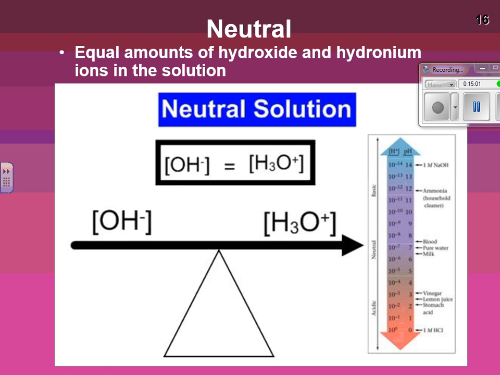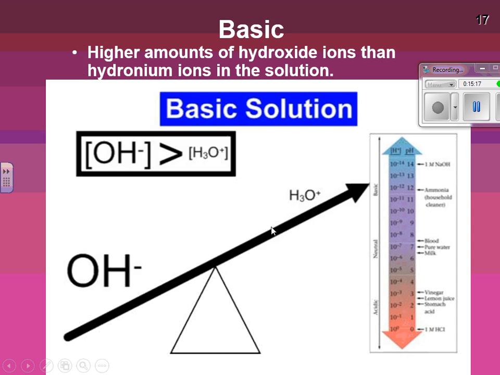So one thing that the book really shows, and one thing I want to stress to you, is that just because it's neutral doesn't mean that it does not have those things. Even pure water has high amounts of hydroxide and hydronium ions, but it's neutral because these things are equal to each other.